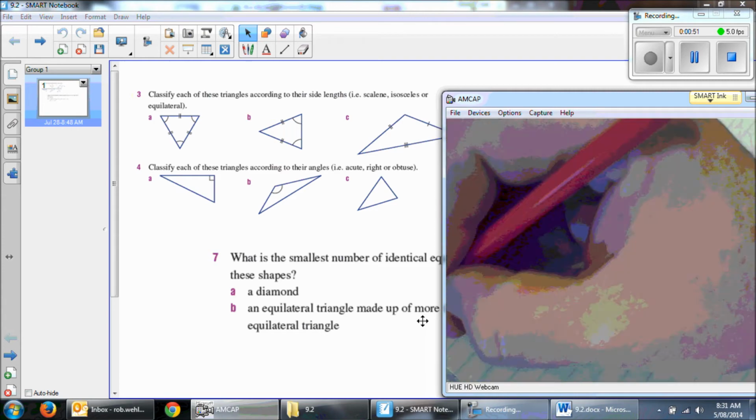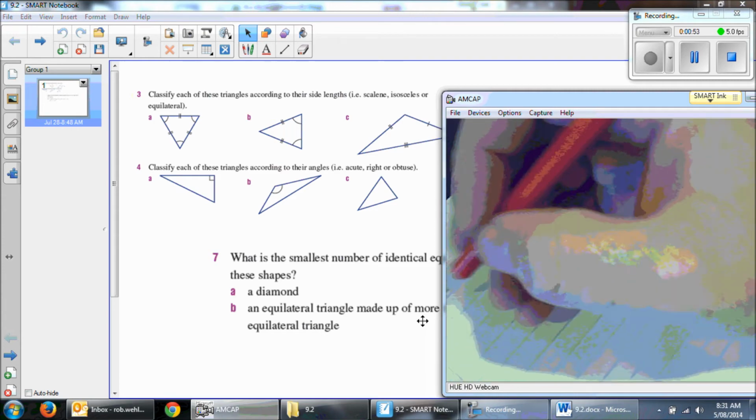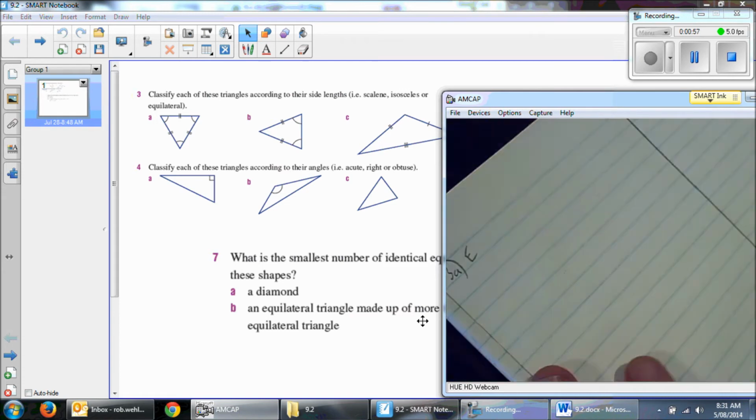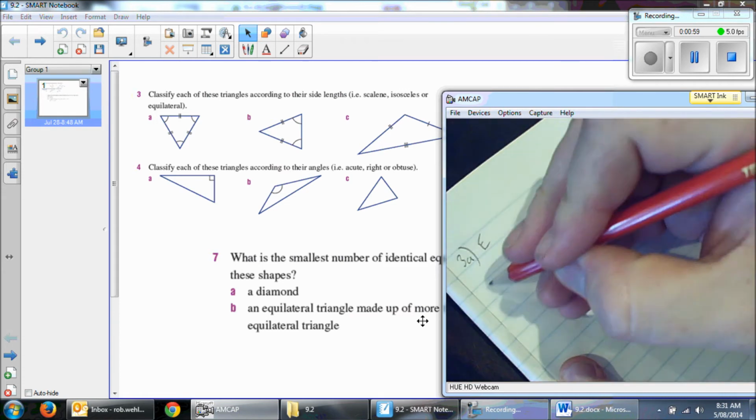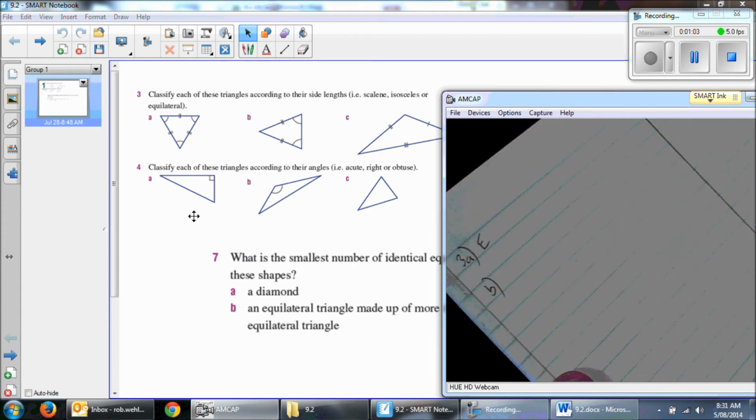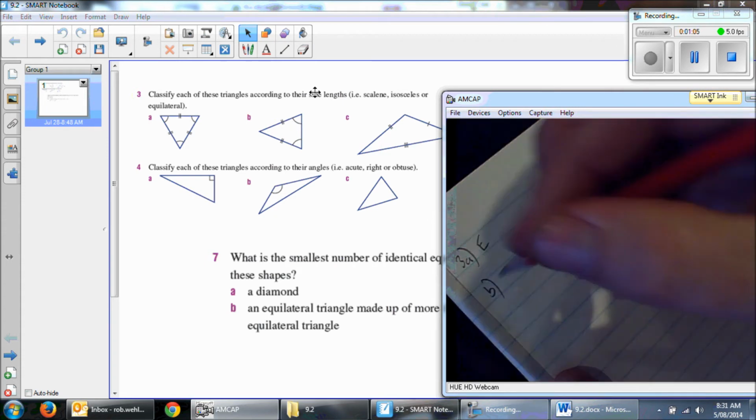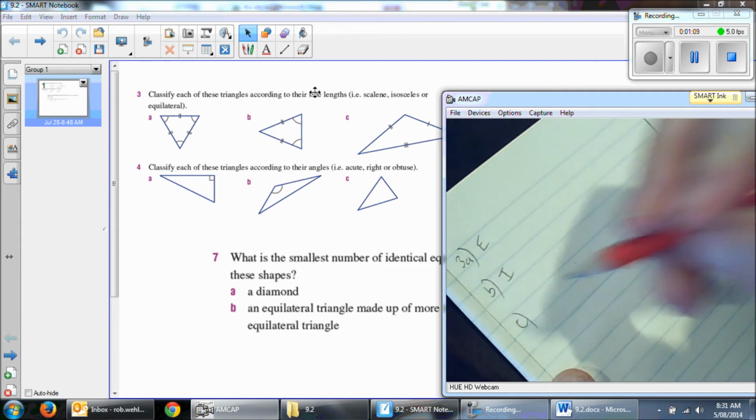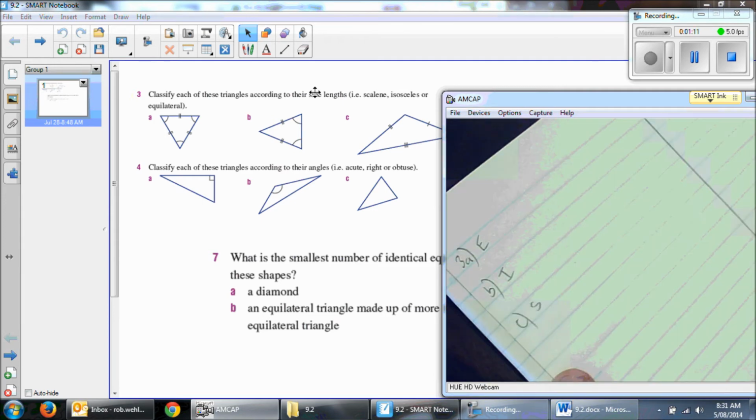3A, that's obviously an equilateral. I'm just going to write an E. For B, we have 2 sides the same and 2 angles the same, so that's going to be an isosceles. And for C, they're all different, so that's a scalene triangle.